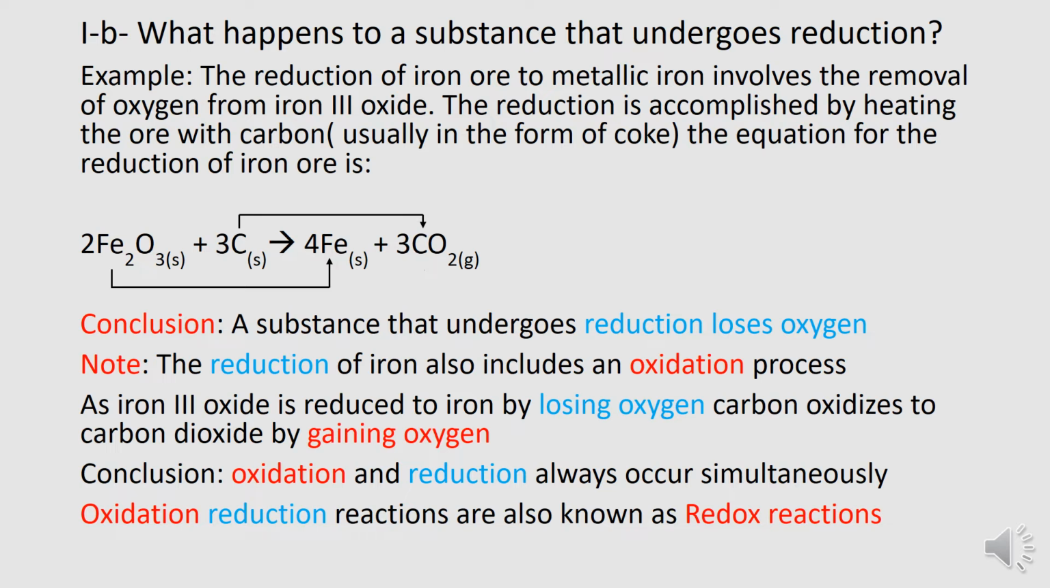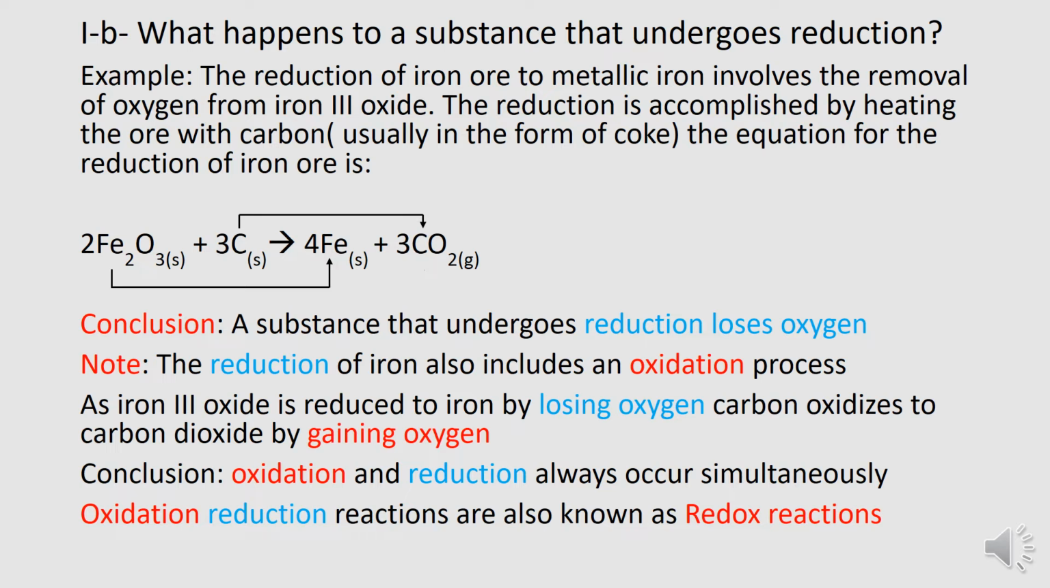Observe here that the iron(III) oxide loses oxygen and becomes, in the product, iron. This oxygen will be gained by carbon, so the carbon becomes CO2. What is the conclusion? A substance that undergoes reduction loses oxygen. Exactly the same as what happens to the iron(III) oxide.